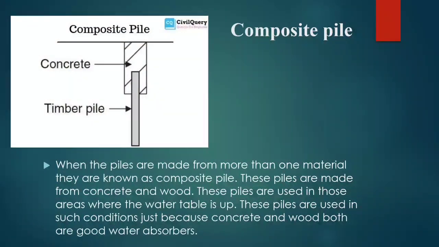Composite pile. When the piles are made from more than one material, they are known as composite pile. These piles are made from concrete and wood. These piles are used in those areas where the water table is high. These piles are used in such conditions just because concrete and wood are both good water absorbers.